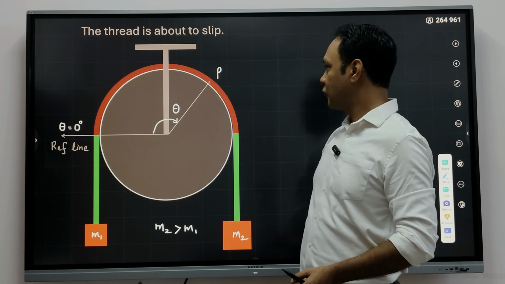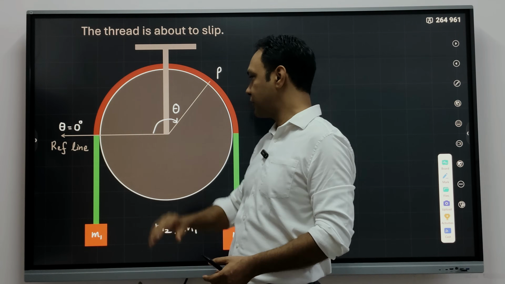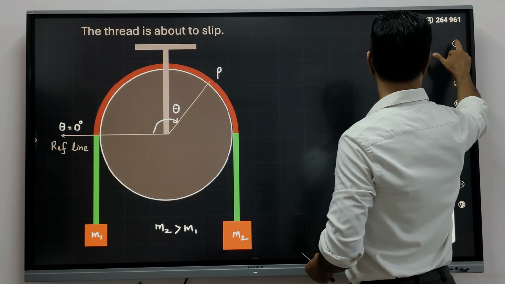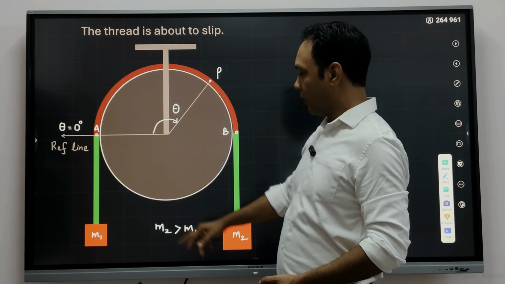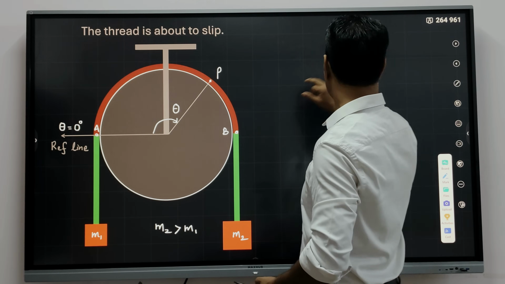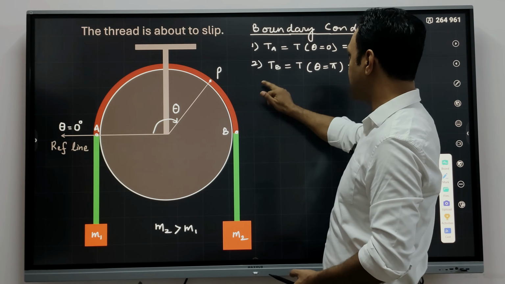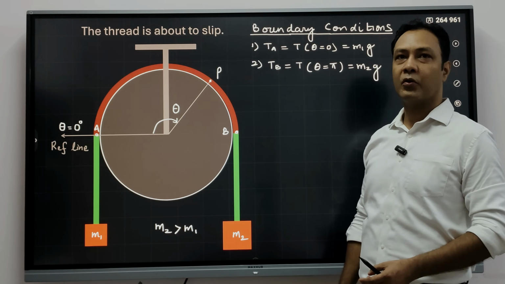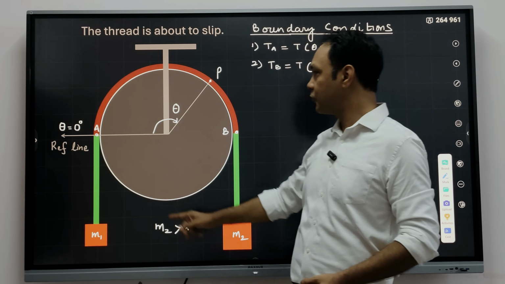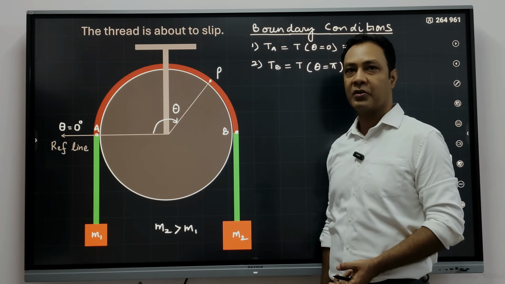Alright, so my boundary condition, what is happening at the end points? The boundary condition is that at this end A, theta is 0 and tension here is m1g. And at this end, theta is pi radian and tension here is m2g. That is the boundary condition. So we know the tension at the end points. Now we want to know what the tension is at this general position theta, as a function of theta and mu.